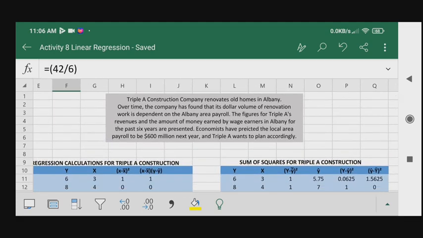AAA Construction Company renovates old homes in Albany. Over time, the company has found that its dollar volume of renovation work is dependent on the Albany area payroll. The figures for AAA's revenues and the amount of money earned by wage earners in Albany for the past 6 years are presented. Economists have predicted the local area payroll to be $600 million next year, and AAA wants to plan accordingly.